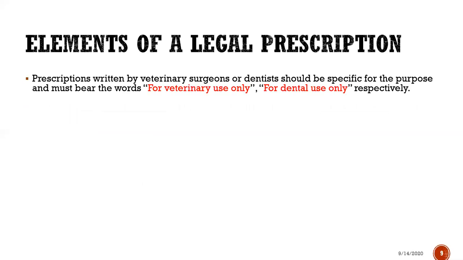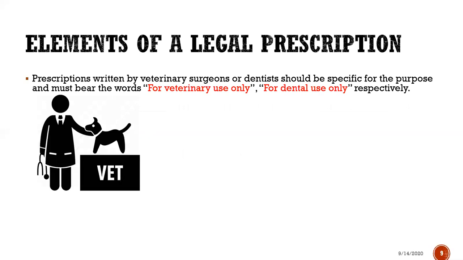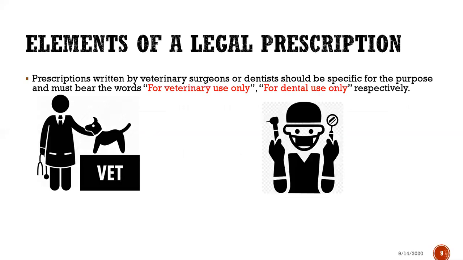A prescription can be written by a veterinary surgeon or a dental surgeon or dentist. These are in addition to the medical doctor and the nurse practitioner. Now, a nurse practitioner is able to write prescriptions under the direct supervision of a medical doctor. So there are 5 persons who can write a prescription legally. Medical doctor, veterinary surgeon, dentist, and a nurse practitioner. A pharmacist, the 5th one, can also write a prescription.